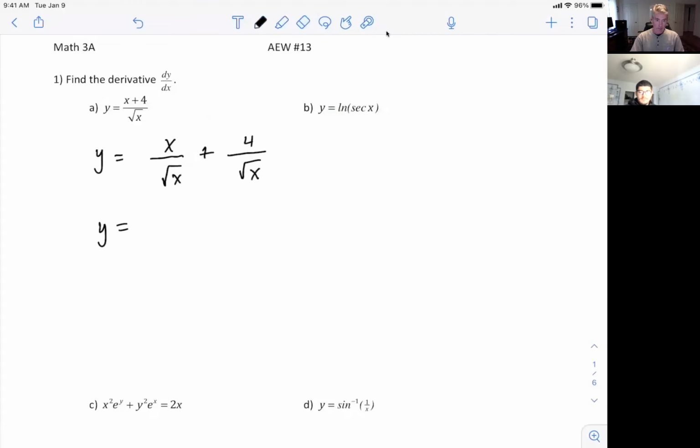And then still do algebra, so simplify the first one. So if you subtract the exponents, this one would be a 1, and then this one would be a half. So 1 minus a half is a half. Or in other words, that's square root of x. And then I could rewrite this one as 4, and then x to the negative 1/2.